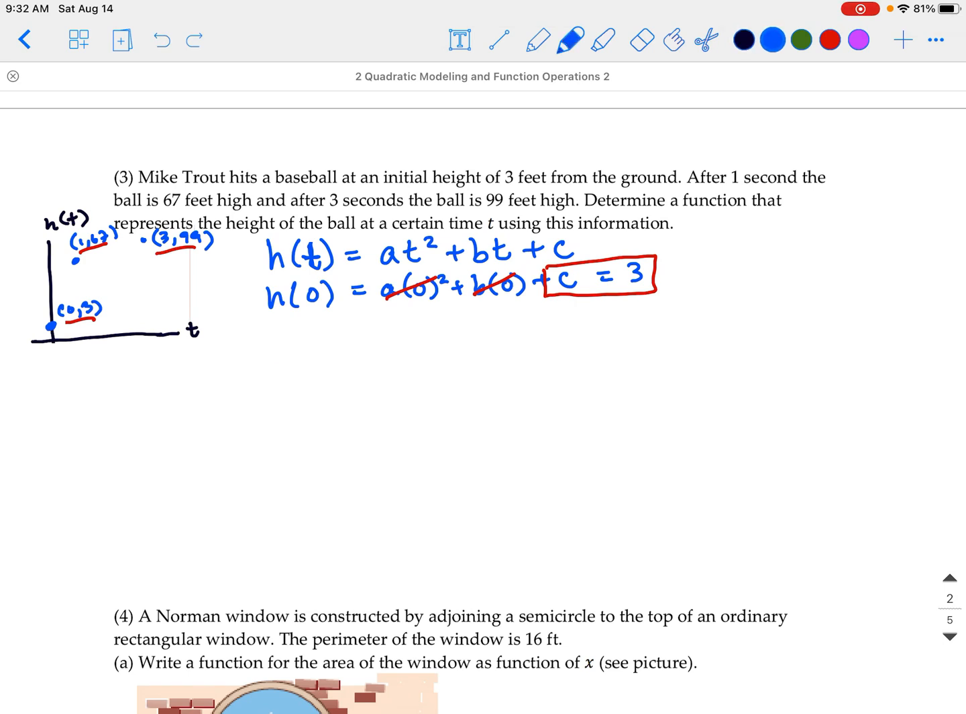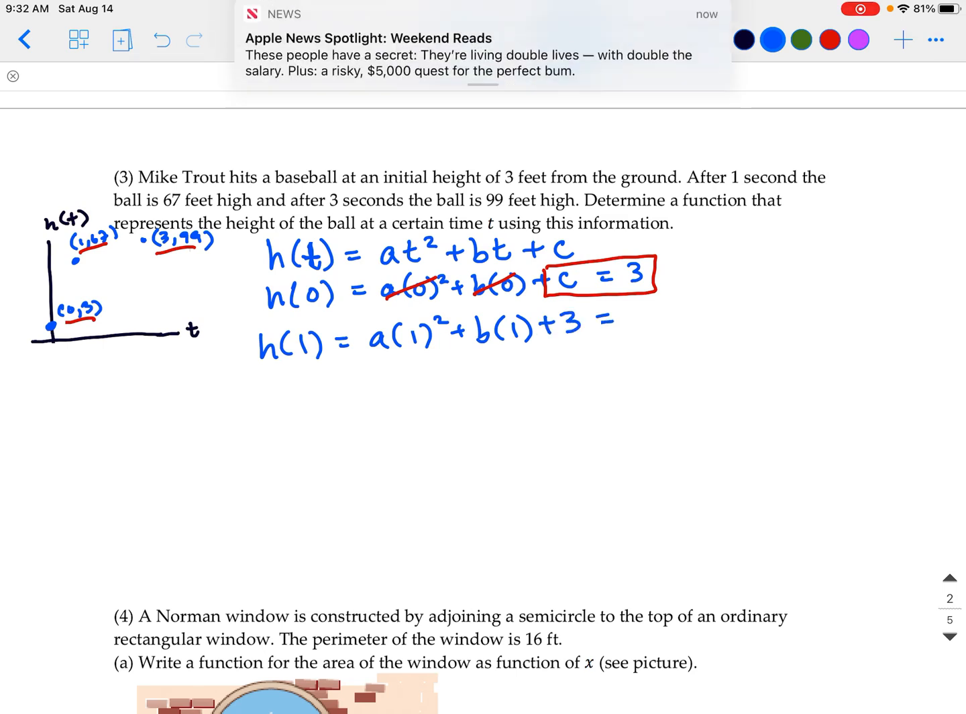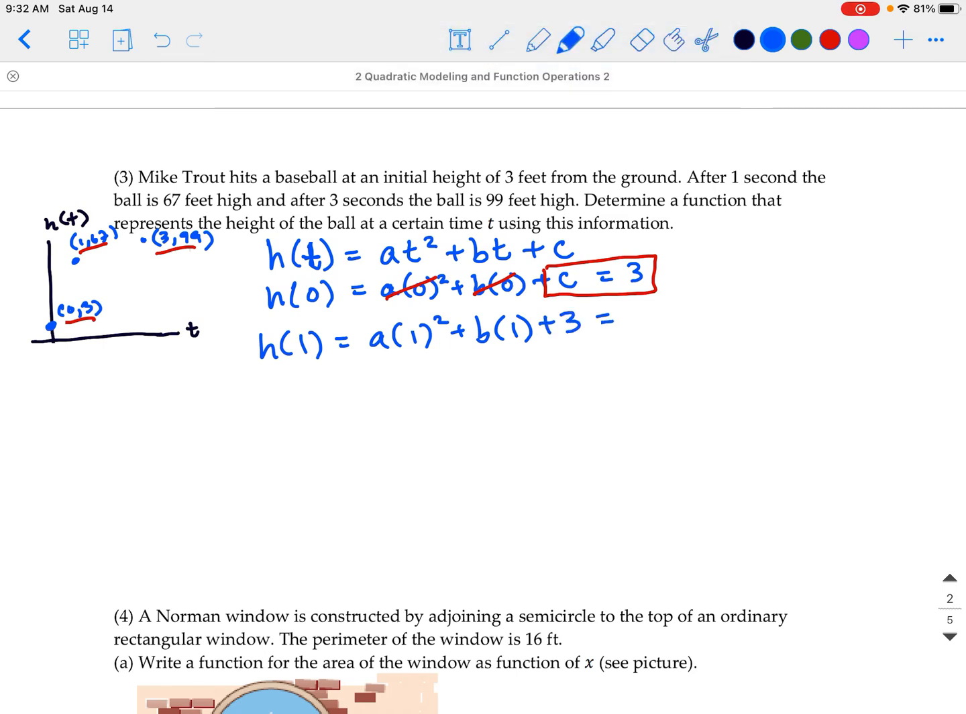And then for h of 1, we're going to get a times 1 squared plus b times 1. Instead of putting plus c, we'll put plus 3, since we now know what c is equal to. And that is going to equal 67. So maybe we'll simplify this a little bit. We can multiply through by 1, so we can see that a plus b plus 3 is equal to 67, or simply a plus b is equal to 64. So this is going to be our, maybe equation A, we'll call it.